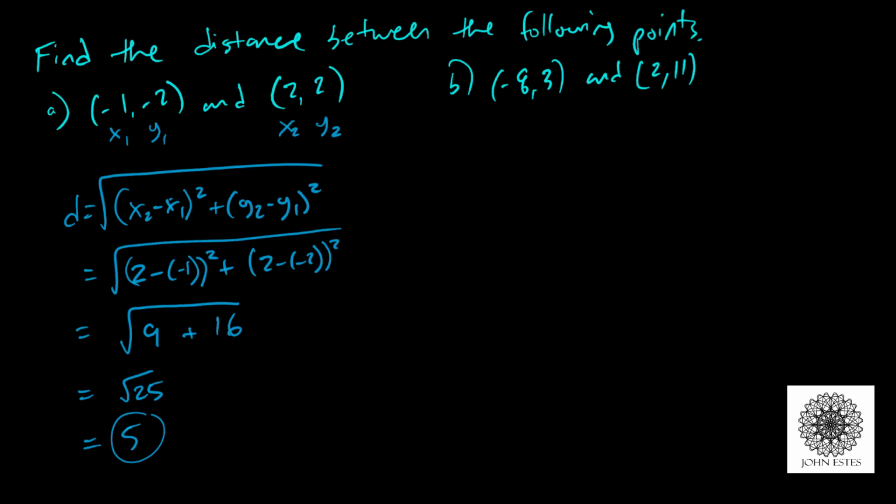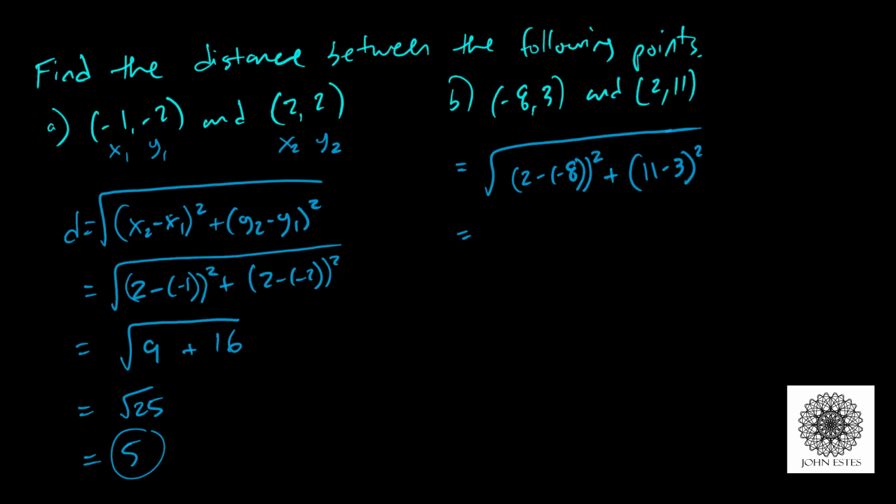Okay, now for part B, we do the same thing. So I'm just going to jump to plugging it in. I have x2 being 2 minus -8 quantity squared, plus my y2 is 11 minus 3 quantity squared. So that's 2 plus 8 quantity squared, so 2 plus 8 is 10, so that gives me 100. And then 11 minus 3 is 8. 8 squared is 64. So I get the square root of 100 plus 64.